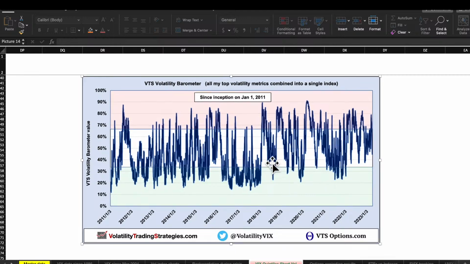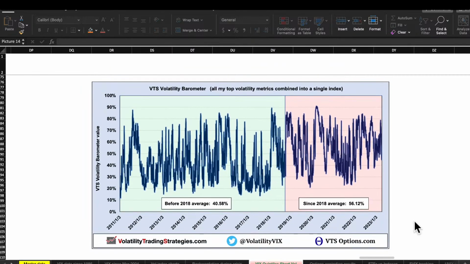I don't know if you can pick that up, but if we go down here, now you can see it. So this is what I call the volatility regime change. This is showing before Volpocalypse in 2018 versus after. And this is a massive difference. Look at the average from 40.58 all the way up to 56.12. Huge volatility regime change right at that Volpocalypse event.